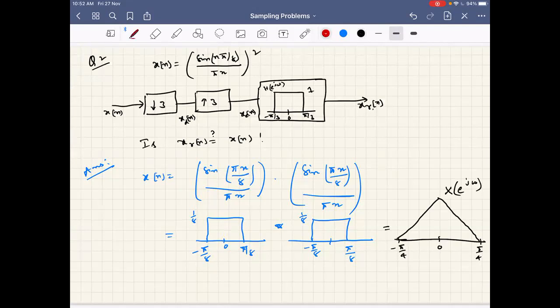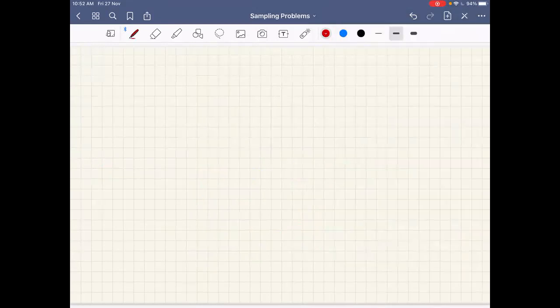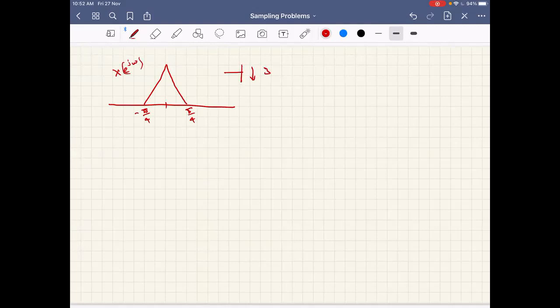If I now downsample it by 3 times, what will happen? See, I have a spectrum which is there from minus pi by 4 to pi by 4. It is the same; I am just sketching for my convenience. Okay, this is X of e power j omega. Now, if I downsample this by 3 times, what will happen? Quickly, I need someone to help me.